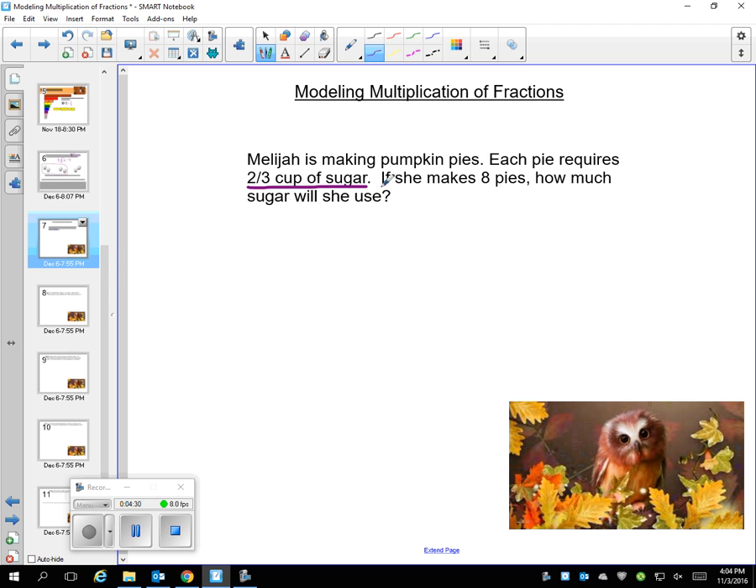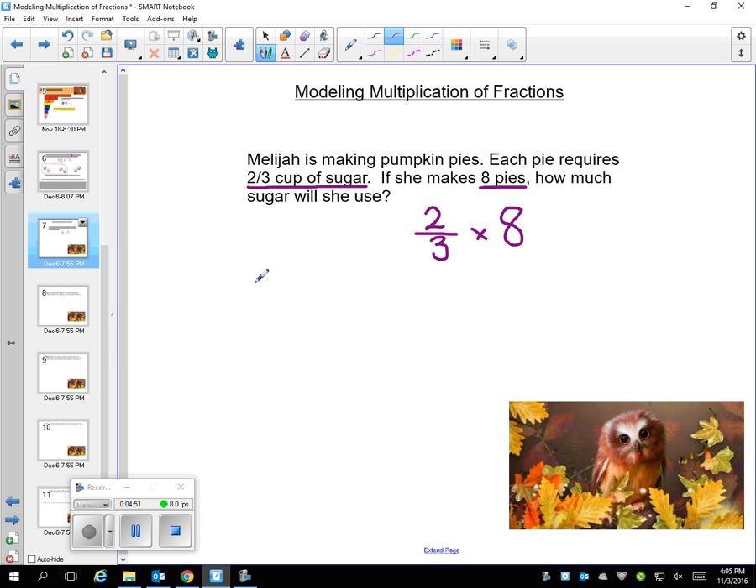That makes 1 pie, and we are making 8 pies. So it looks like we need 2/3 a cup of sugar 8 times. That's a multiplication problem. 2/3, 8 times. So we need 8 groups of 2/3. So what we're going to model first is the 2/3 group of sugar.